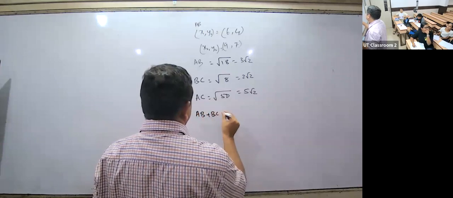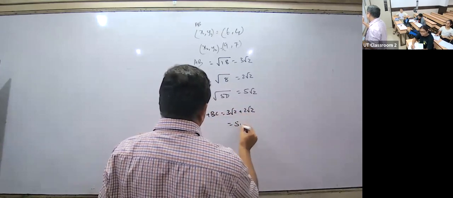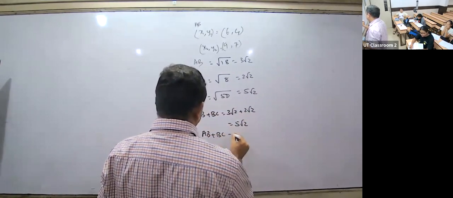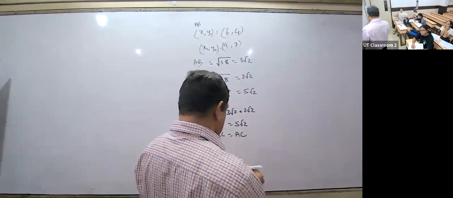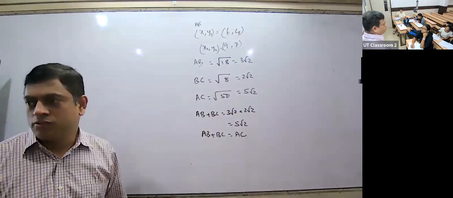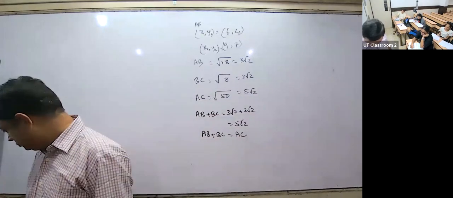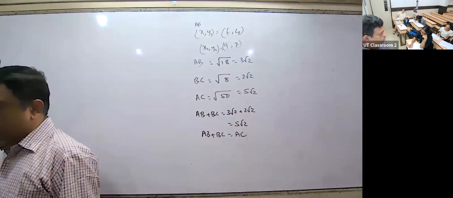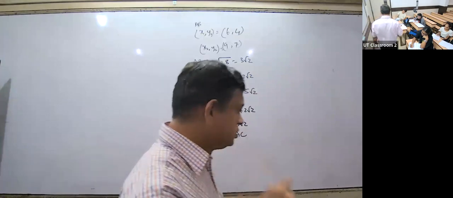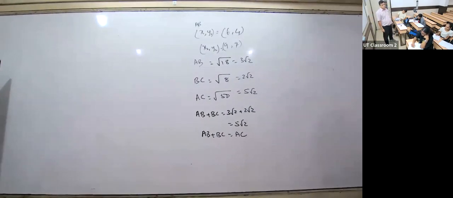AB plus BC is 3 root 2 plus 2 root 2. How much? 5 root 2. Therefore, AB plus BC is equal to AC. Therefore, the points are collinear. Yes or no? Sum of AB and BC should be equal to AC. Did you forget? No. Okay. AB plus BC equal to AC. Points are collinear.